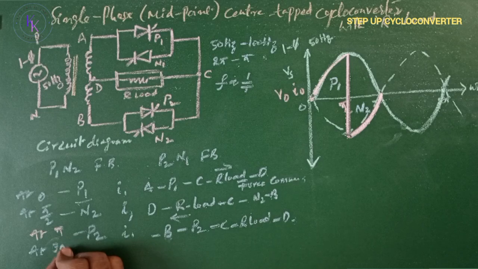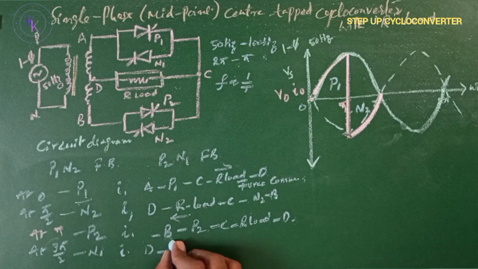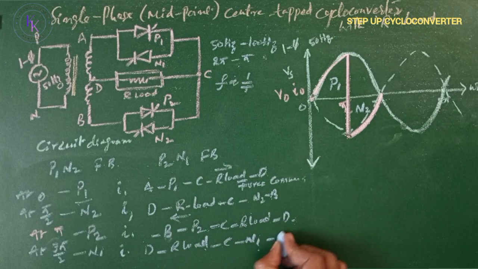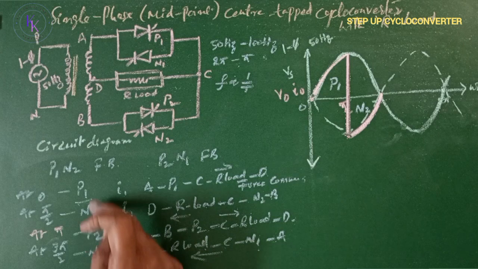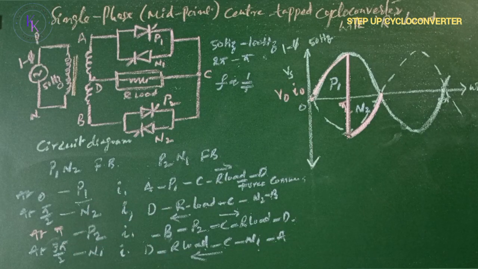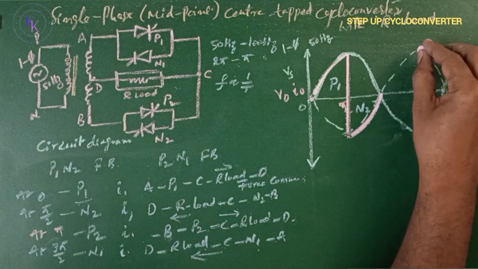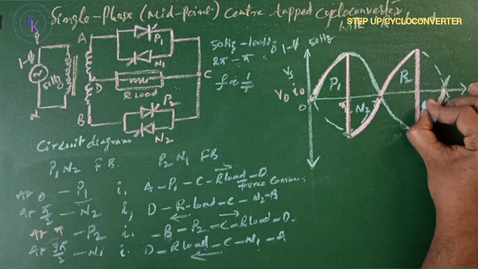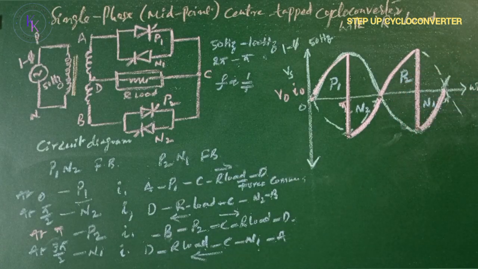At 3 pi by 2, I'm turning on N1, and the current flows D to R load to C to N1 to A. While turning on the next thyristor, the previous thyristor should be commutated or else stopped forcefully. Replicate these two in the waveform. This is due to P2 and this is due to N1. After 2 pi, the same cycle repeats.